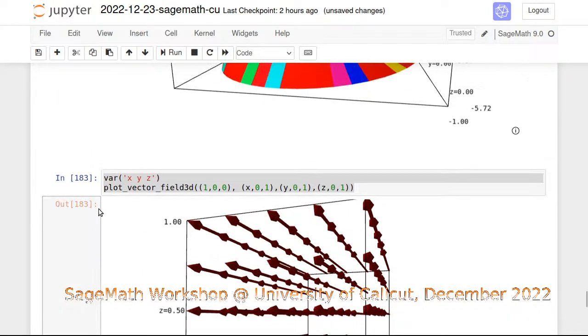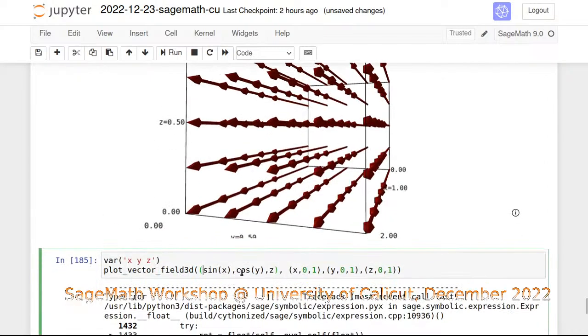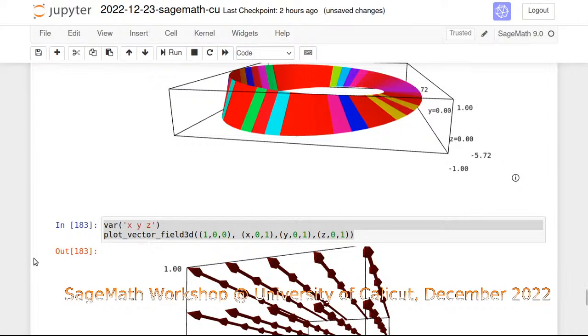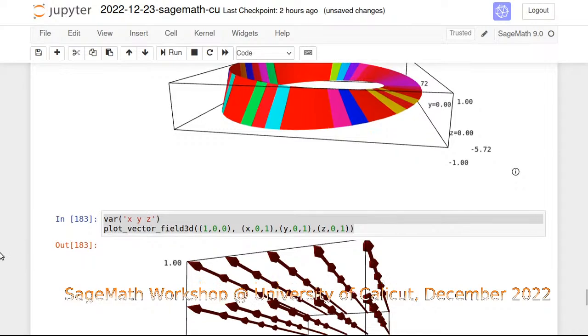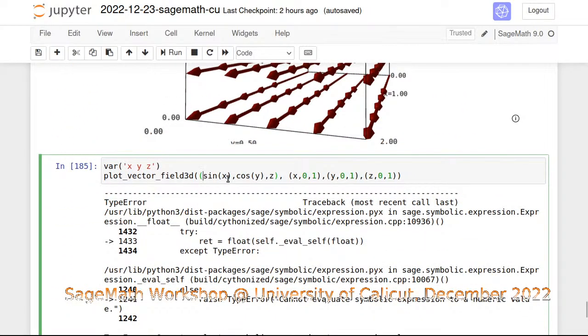Plot 3D, x from 0 to 1. Probably it's a zero length vector. I don't know why it's happening like that. It's because of the function definition, I guess. Let me just change that function definition.